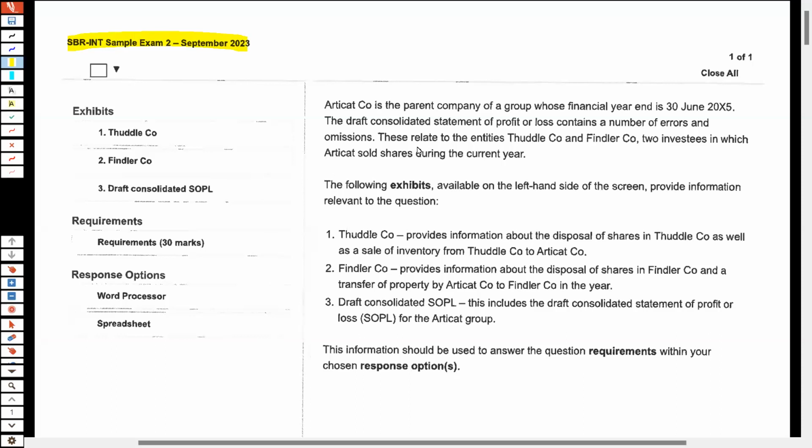It says that Articut is the parent company of a group whose financial year end is 30th June 20X5. The draft consolidated statement of profit or loss contains a number of errors and omissions. These relate to the entities Thadal Company and Findler Company, two investees in which Articut sold shares during the year. The following exhibits available on the left-hand side of the screen provide information.